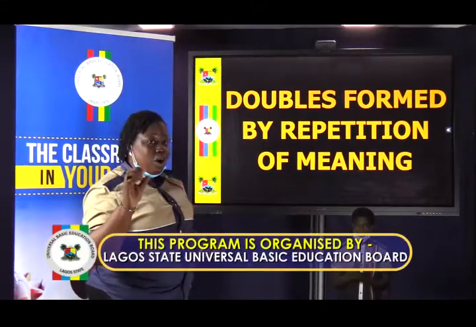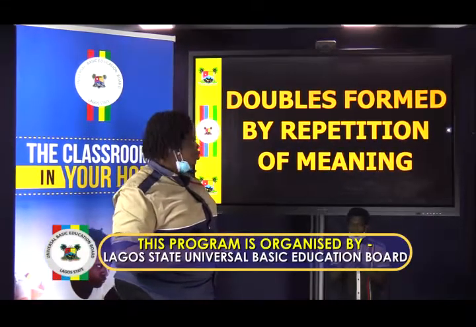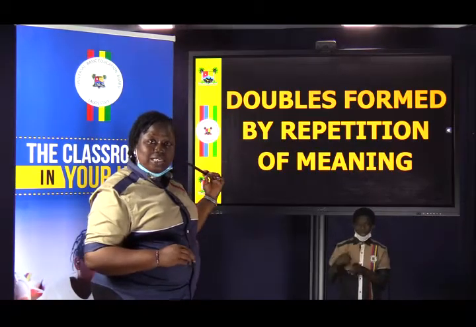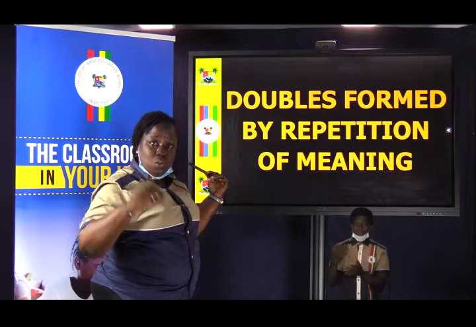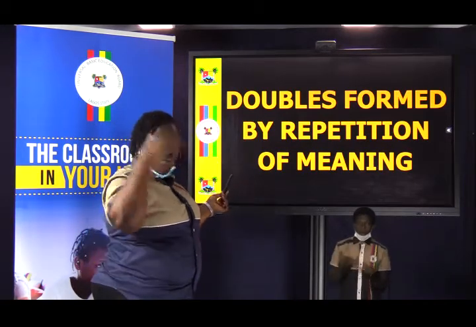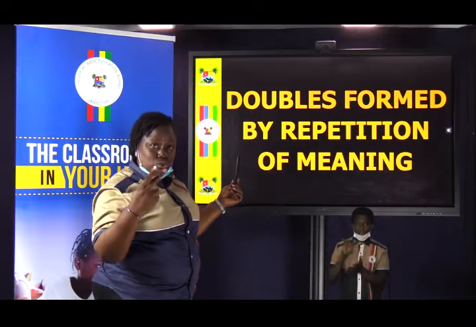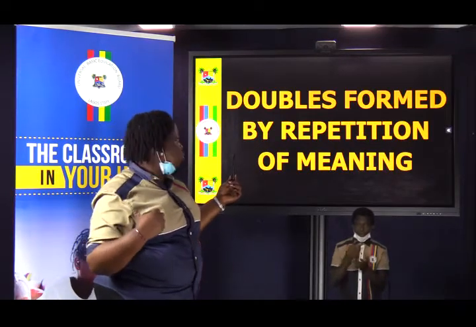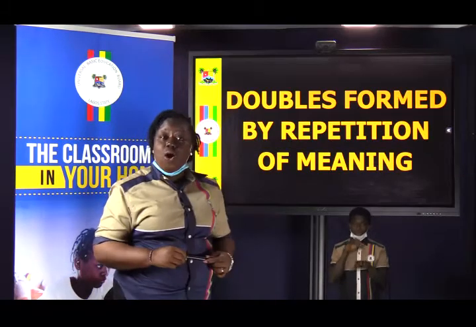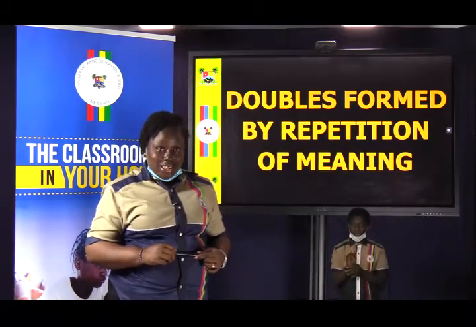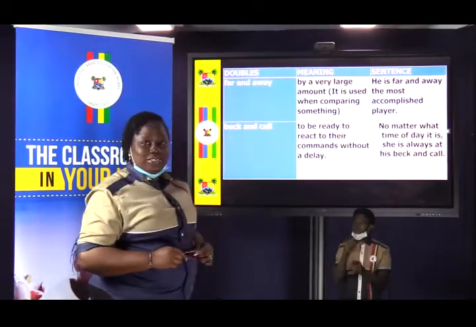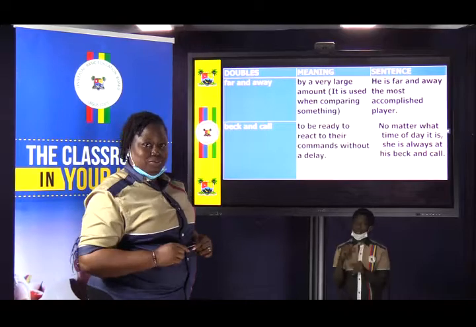Now, there are some doubles formed by repetition of meaning. The first examples that we looked at are repetition of words. Now, you say a word and you repeat the meaning of that word. You form doubles doing that too. So we're going to look at doubles formed by repetition of meaning. Let's continue. Look at this doubled word.